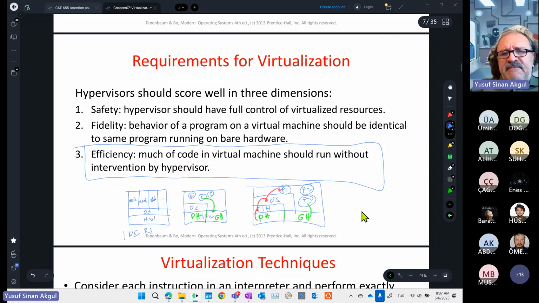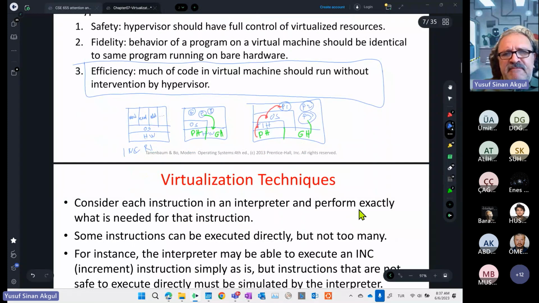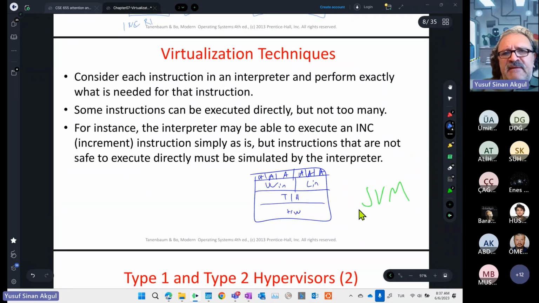And the requirements for virtualization, how virtualization should be done, is something we talked about. We especially stressed the importance of efficiency. Okay, and we said that much of the code in a virtual machine should run without intervention by the hypervisor. We talked about this.